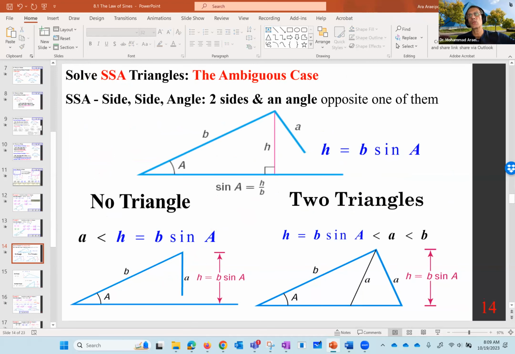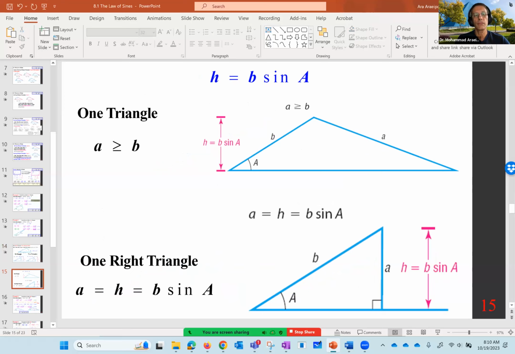Now, the ambiguous case was discussed, and what happens is that H has the value of B times sine A. If the opposite side of A, lowercase a, is less than this H, there is no solution. But if H is less than A, less than B, there are two solutions. And if it is equal to A, it's precisely one solution, which is a right triangle.